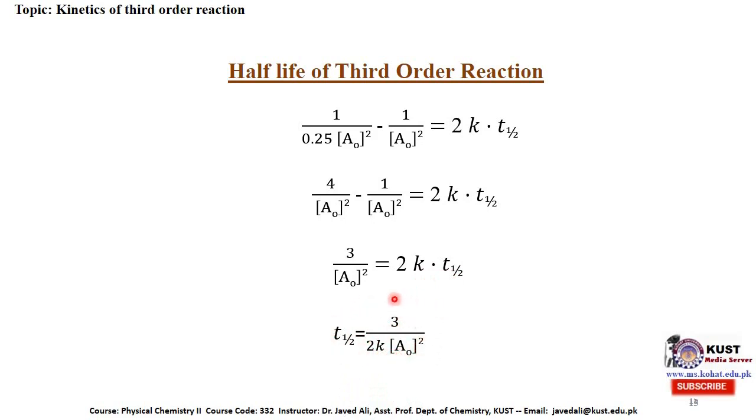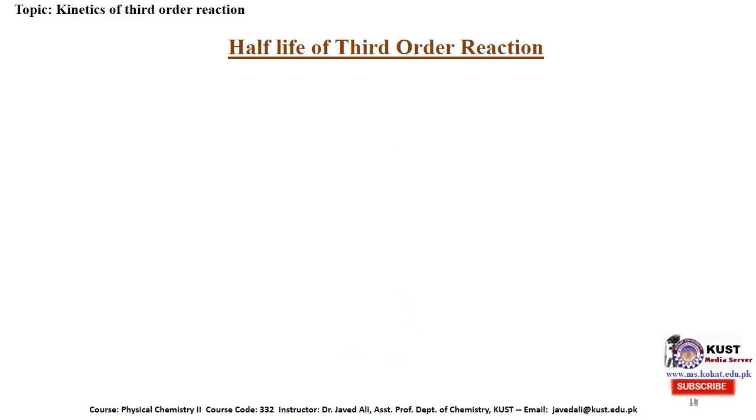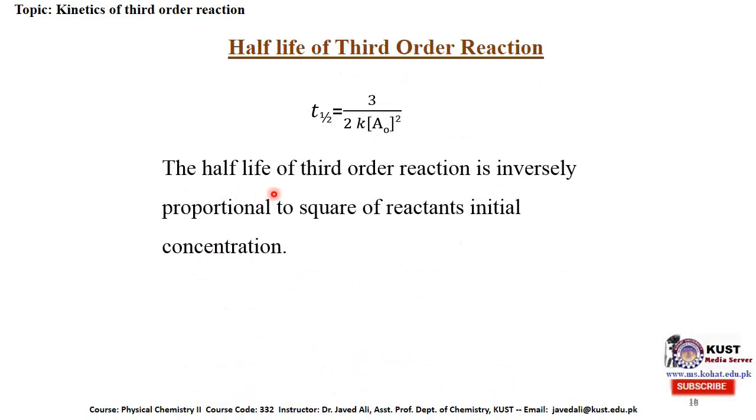This is a very important equation, where 3 is constant, 2 is constant, k is constant. So it means the half-life is inversely proportional to the square of initial concentration. So by increasing initial concentration, the half-life will decrease, and by decreasing initial concentration, the half-life will increase. The half-life of third order reaction is inversely proportional to the square of reactant initial concentration.